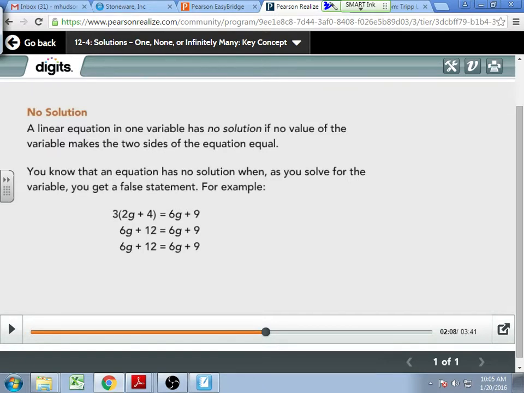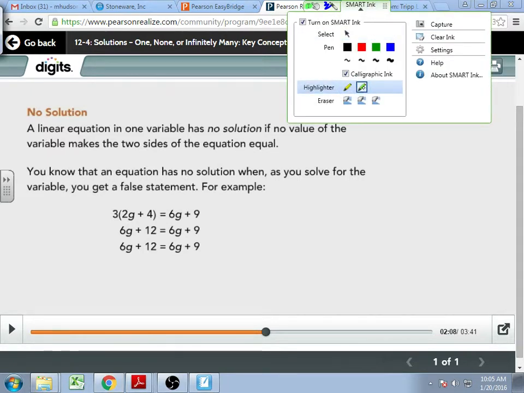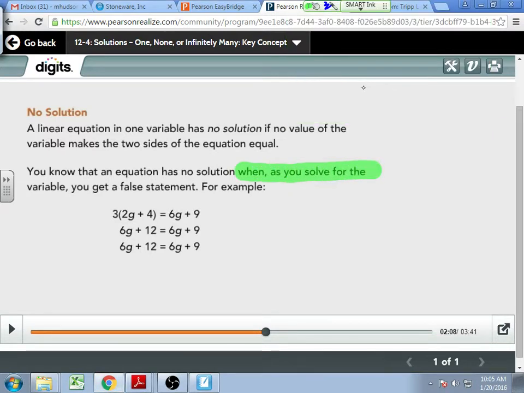So, here's our no solution. You know that an equation has no solution when, as you solve for it, you get a false statement. I want you to highlight, underline, circle, star, whatever you can. When you get something that is not true, math never lies to you. This is why I fell in love with math. It is true. It has an answer. It's black or white. It's right or wrong. There is one correct answer, or two correct answers, or however many answers there are. We know that we can find them. If something doesn't make sense, it doesn't make sense.